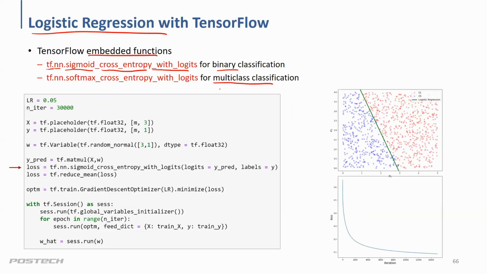For multi-class classification problems, you don't have to understand it now, but just remember the name is softmax. So the only difference is that binary classification uses sigmoid. For multi-class classification problems, it's softmax. So softmax cross entropy with logits.